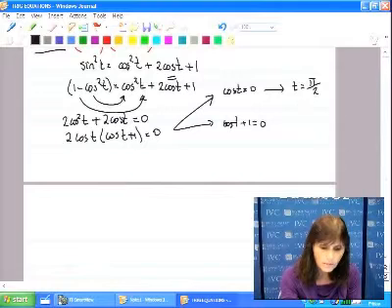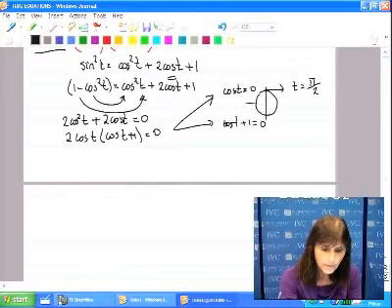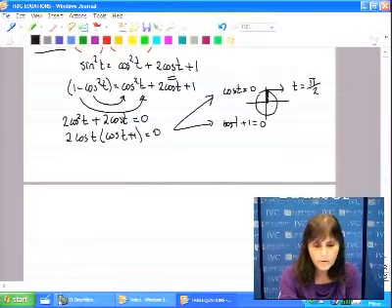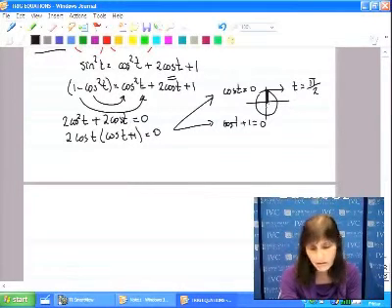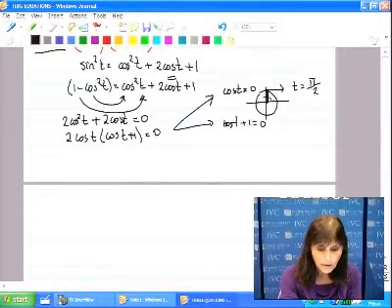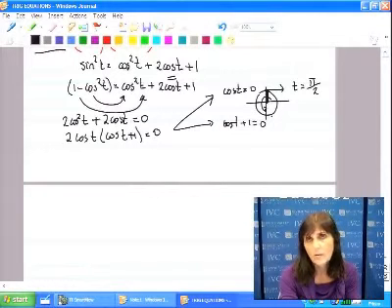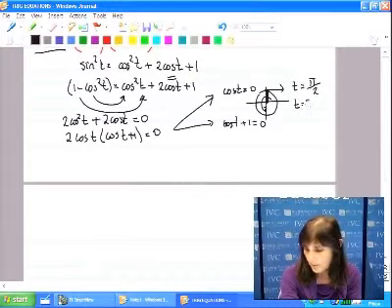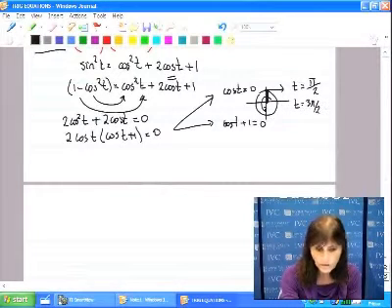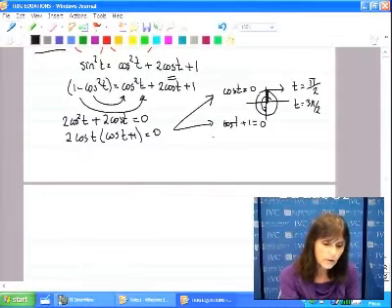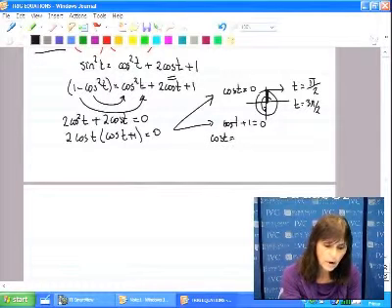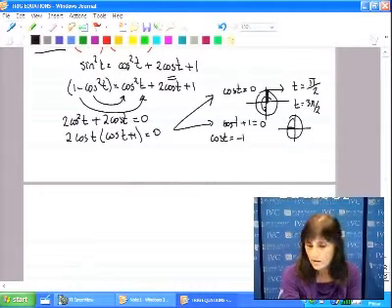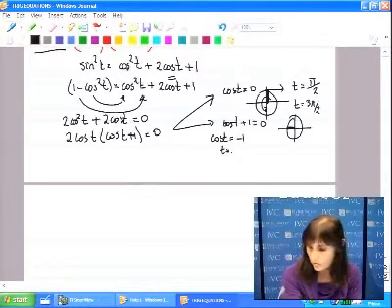Is that the only one? Okay, here's one. That's pi over 2. What else is going to give me 0? This will also give me 0, right? So that will also be 3 pi over 2. How about this one? Cosine t is negative 1. Where is my cosine negative? Right here. So that is t equals pi.